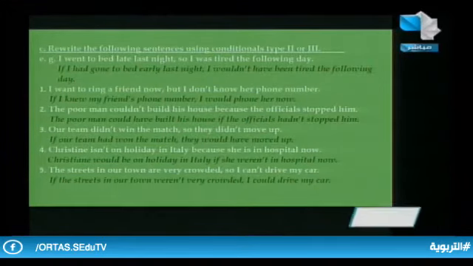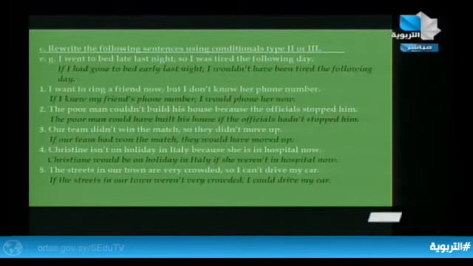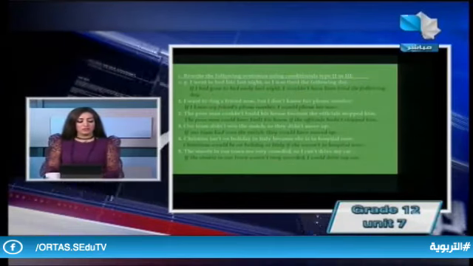Number 2, the poor man couldn't build his house because the officials stopped him. The answer is the poor man could have built his house if the officials hadn't stopped him. Of course, here we've got type 3 because we've got a past situation.